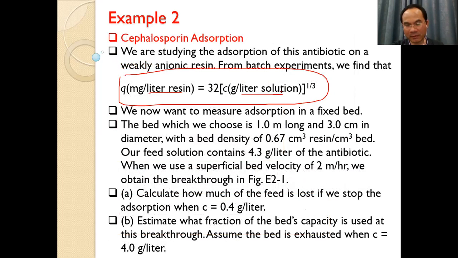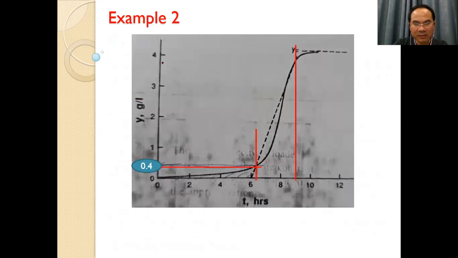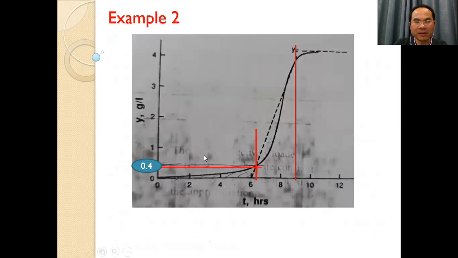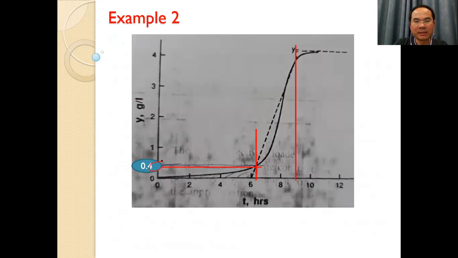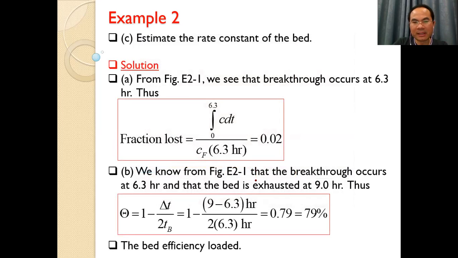We stop at 0.4. Okay, we take 0.4 concentration, and then you drag in the horizontal to intercept with the breakthrough. That you can drag this, you get about 6.3. That's right. This 6.3, this t for breakthrough.